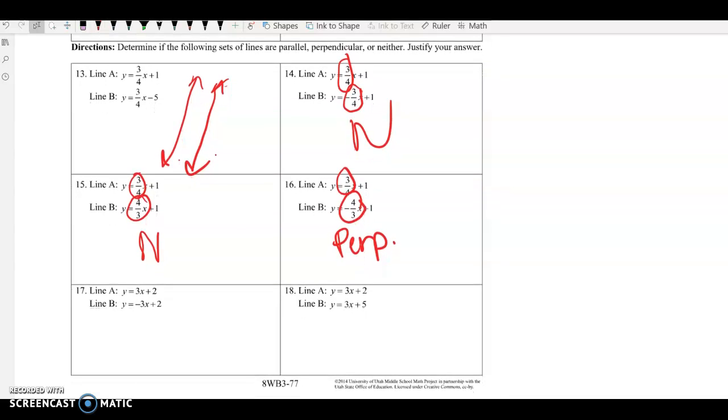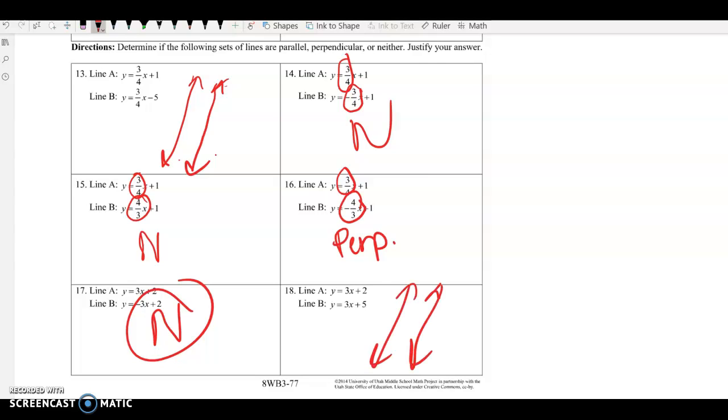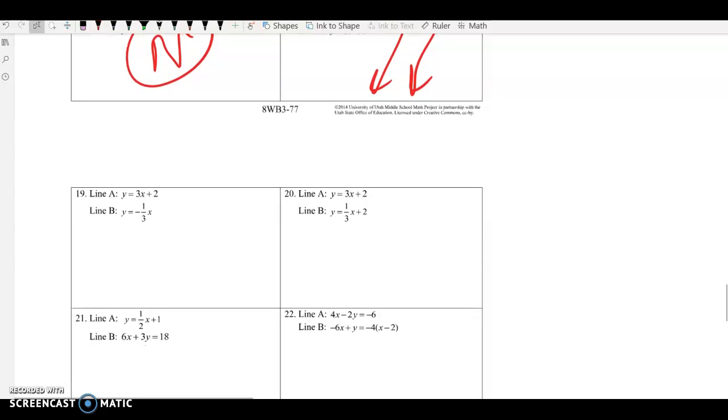17, I have 3 and negative 3. Negative sign in one, but no reciprocal, so neither. 18, 3 and 3, same slope. That means they are parallel. 19, I've got 3 as one slope and negative 1/3 as another. Perpendicular. 20, I have 3 as one and then 1/3. Well, there's not opposite signs in there, so I know it's neither.